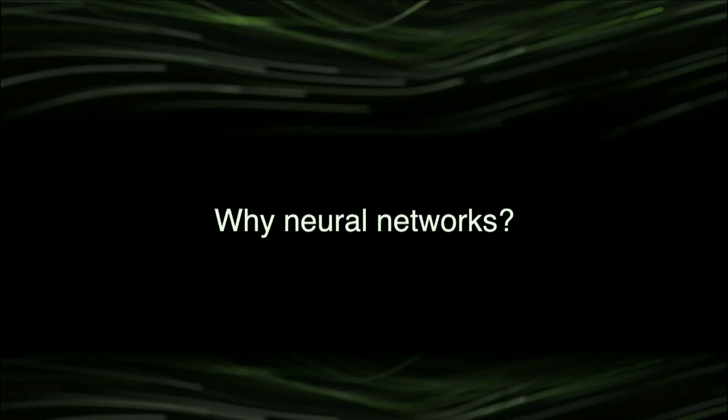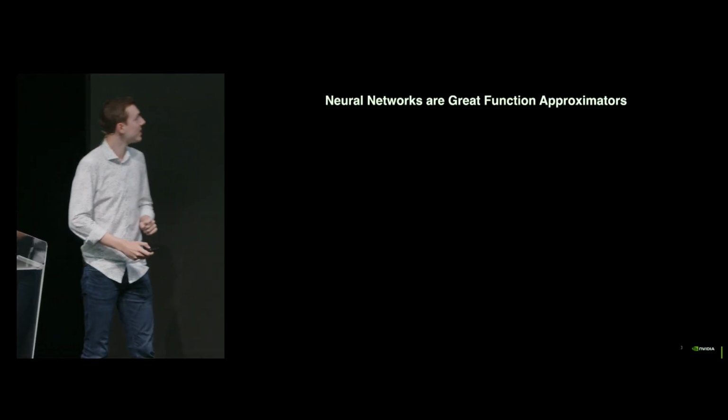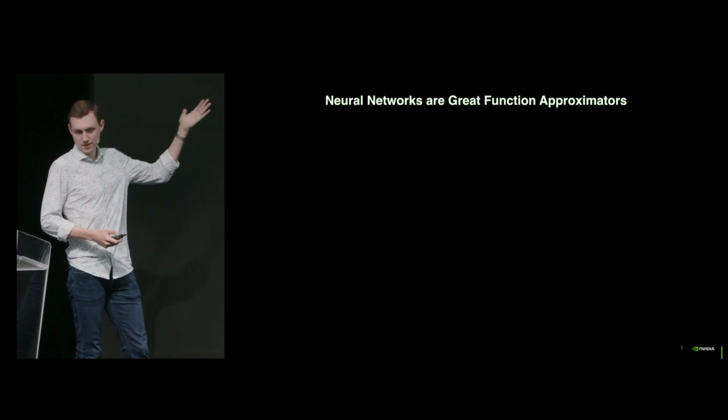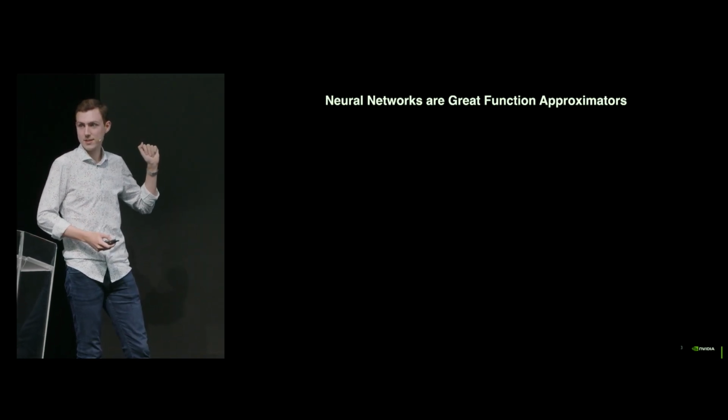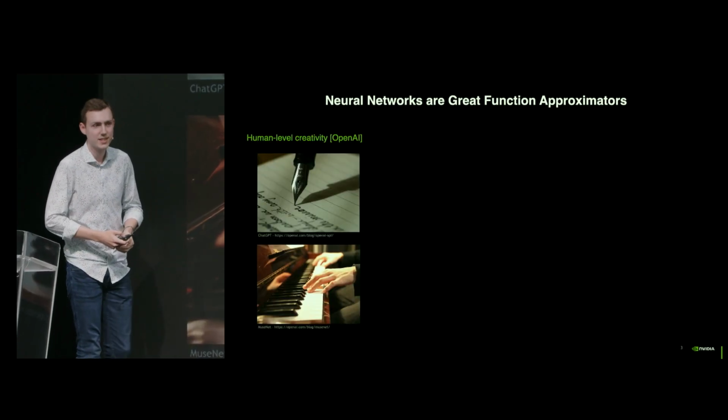And I don't think I need to convince you a lot about why we should use neural networks for this, but just to establish some common ground, let me go over a few examples. The general argument is that neural networks are great function approximators with lots of recent successes. We're all familiar with them. They can compose text and music.